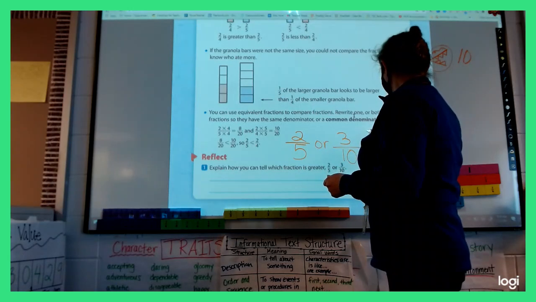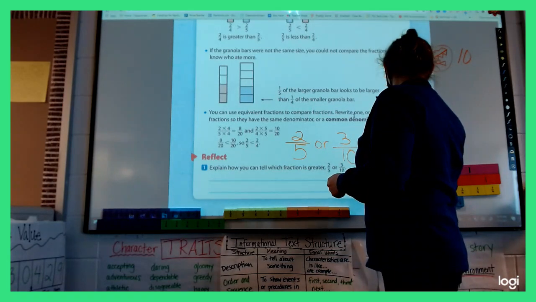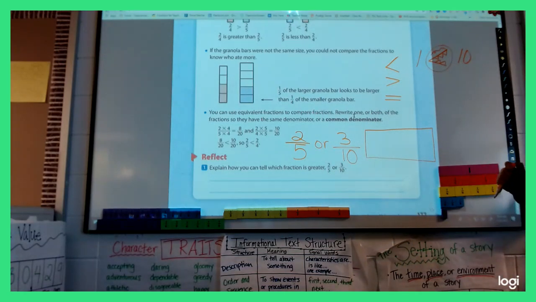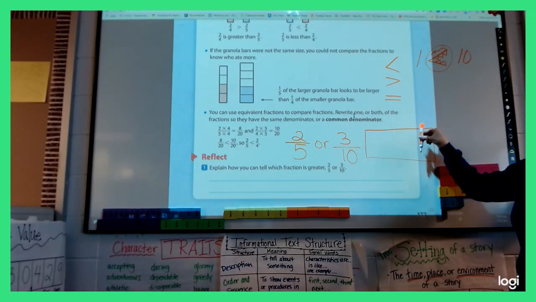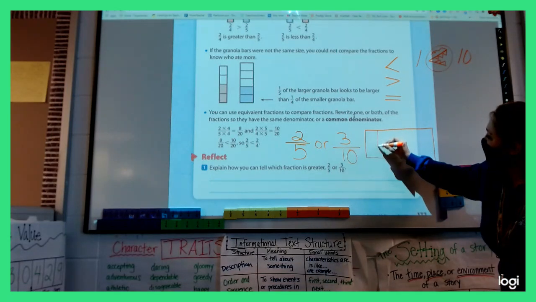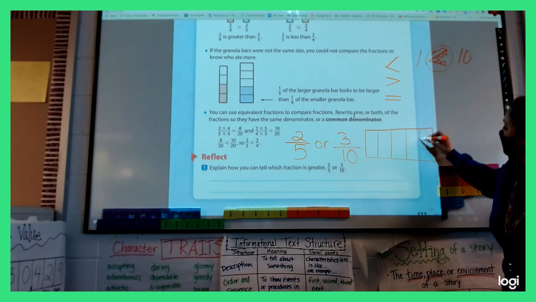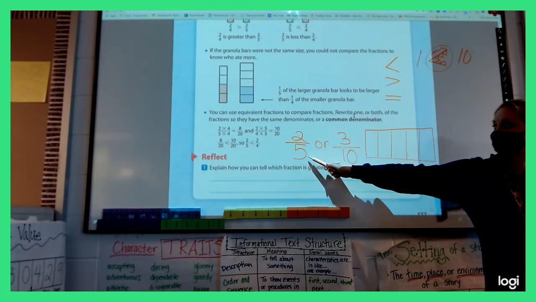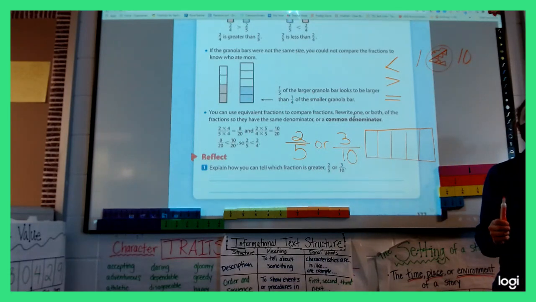So I need you to draw a rectangle. Doesn't have to be perfect, just a rectangle. All right, once you've got your rectangle drawn, let's split it up into 5 equal pieces, best you can, okay? 5 pieces. All right, in our fraction that has a denominator of 5, how many are in our numerator? How many do I need to shade in?